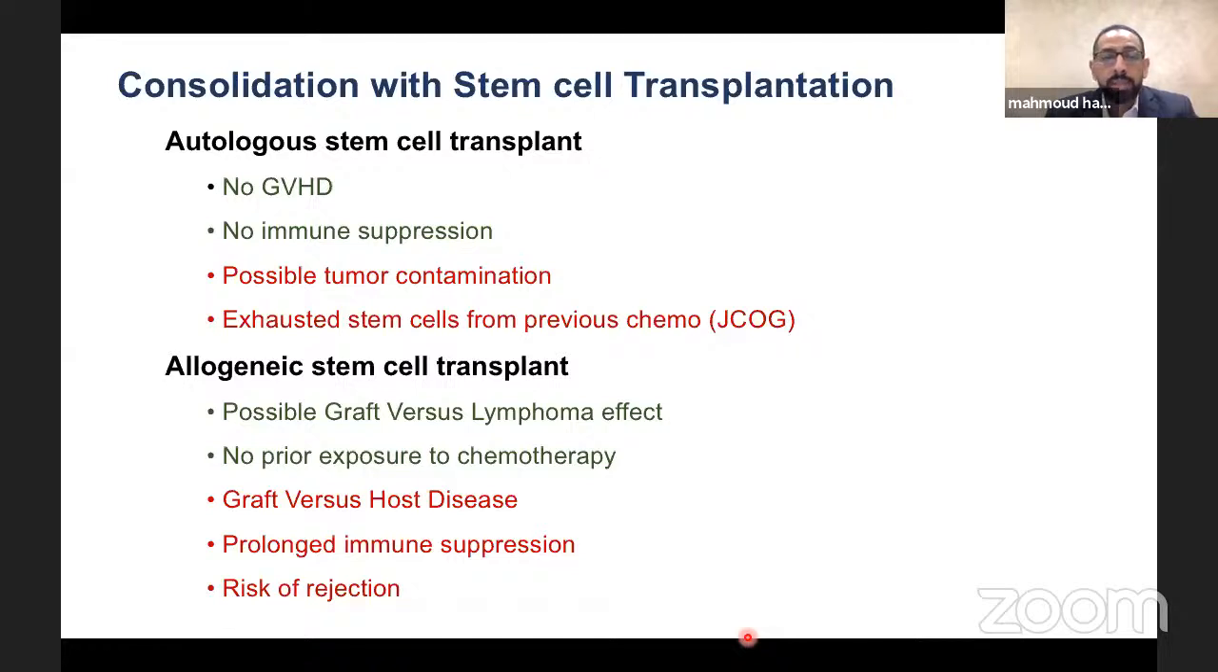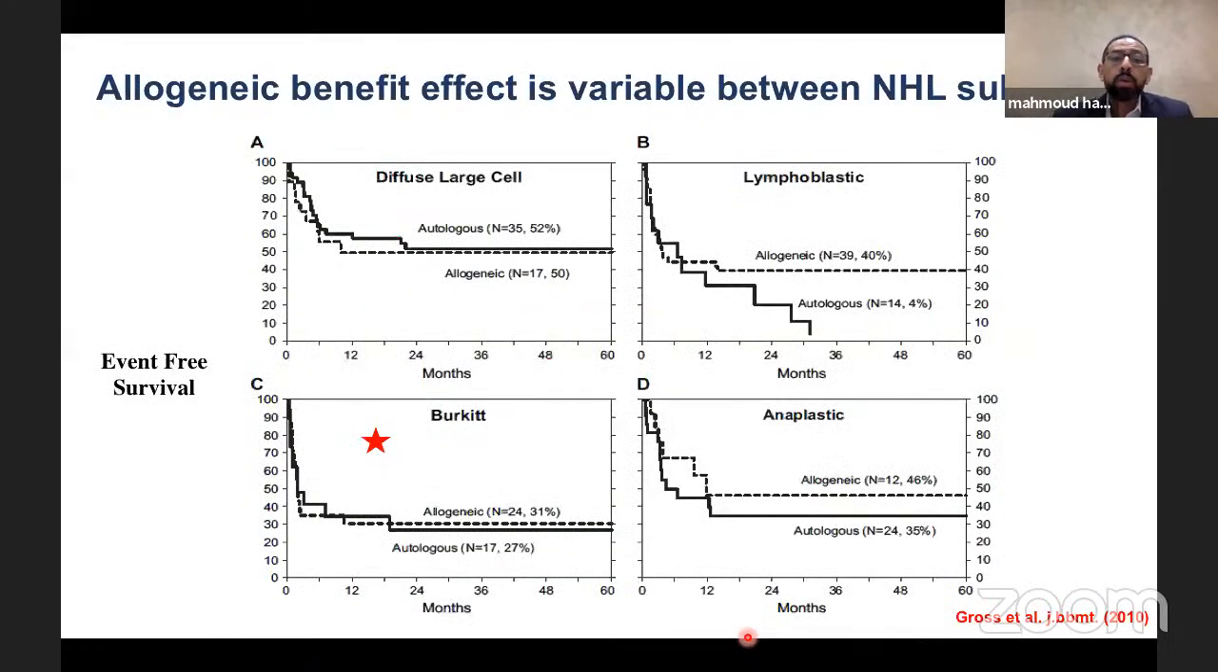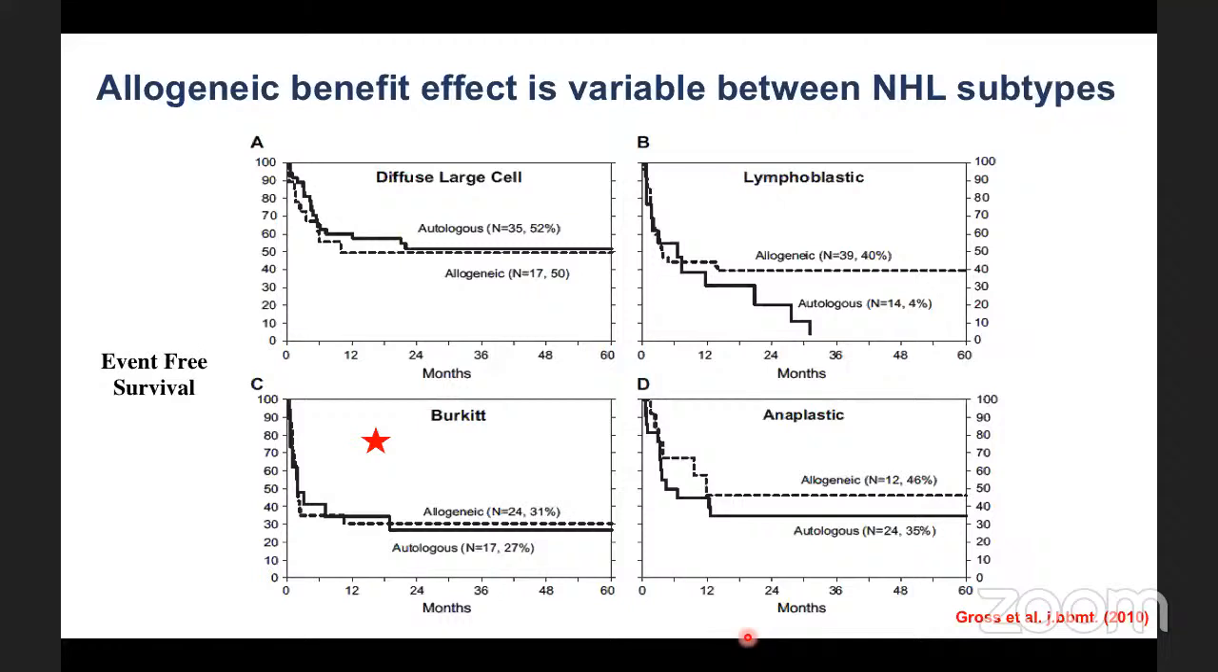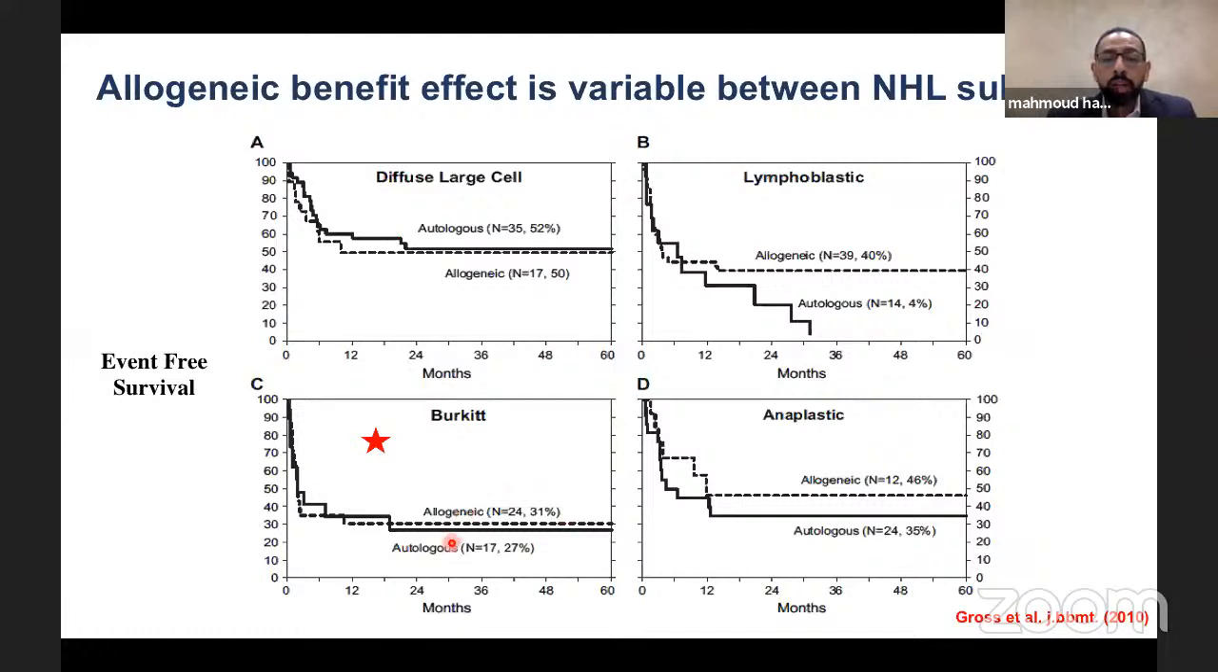yield of stem cells. Allogenic stem cell transplant is also an option, with its possible graft versus lymphoma effect, and there is no prior exposure to chemotherapy for the stem cells, but there is still graft versus host disease and risk of rejection. Actually, allogenic benefit varies according to the non-Hodgkin lymphoma subtype. In Burkitt lymphoma, the outcome in allogenic and autologous didn't differ much on event-free survival, but it differs in lymphoblastic lymphoma, with a better outcome in allogenic stem cell transplantation.